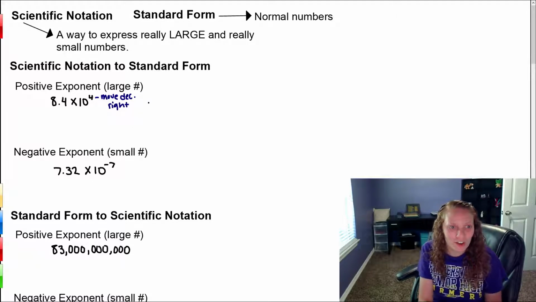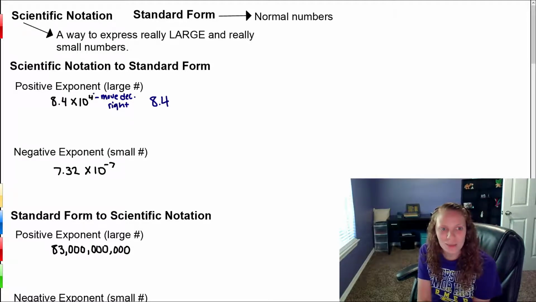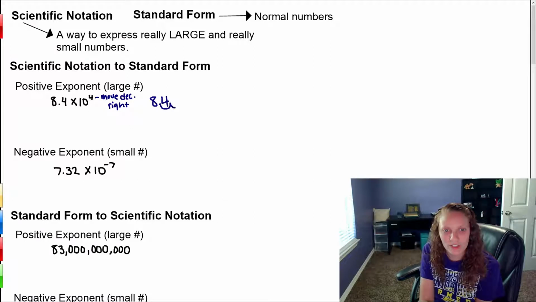So we're going to start with 8.4. And we want to move the decimal 4 places to the right. 1, 2, 3, 4. Now you're going to fill in these empty spaces with zeros. So 8.4 times 10 to the 4th power is the same as 84,000.